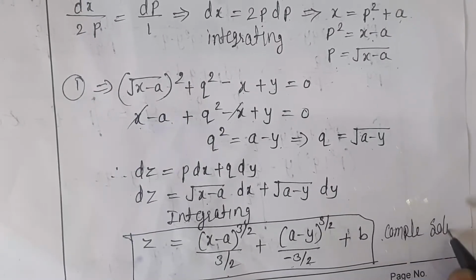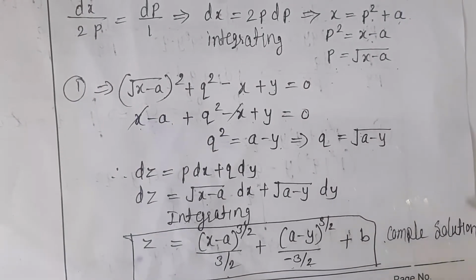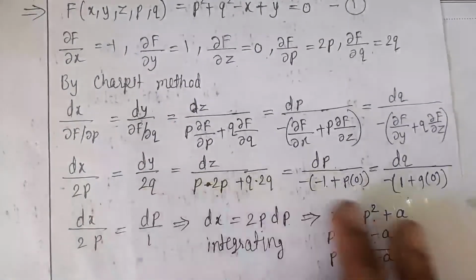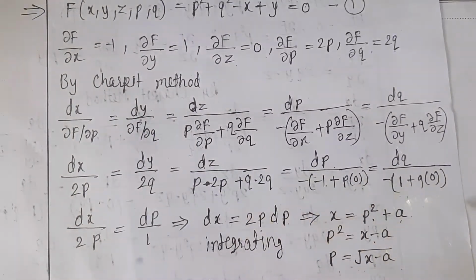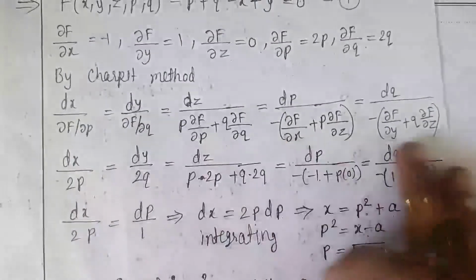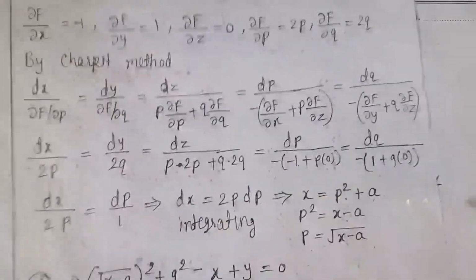Complete solution. So in Charpit method you have to remember the subsidiary equation and choosing the ratios properly to get the equation. So this is important here. Write the subsidiary equation and choose ratios properly.